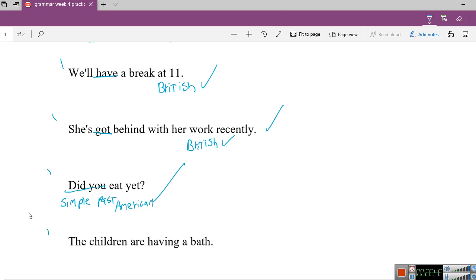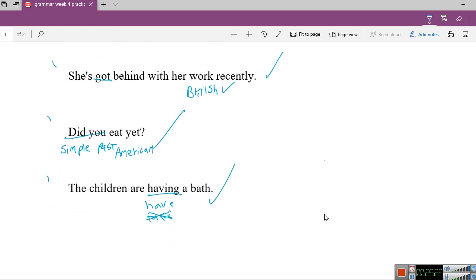The children having. I think it's British. Why do you think it's British? Because having. Okay. Yeah, we have "have" here instead of "take". Take is American, so we don't use that. Very well.